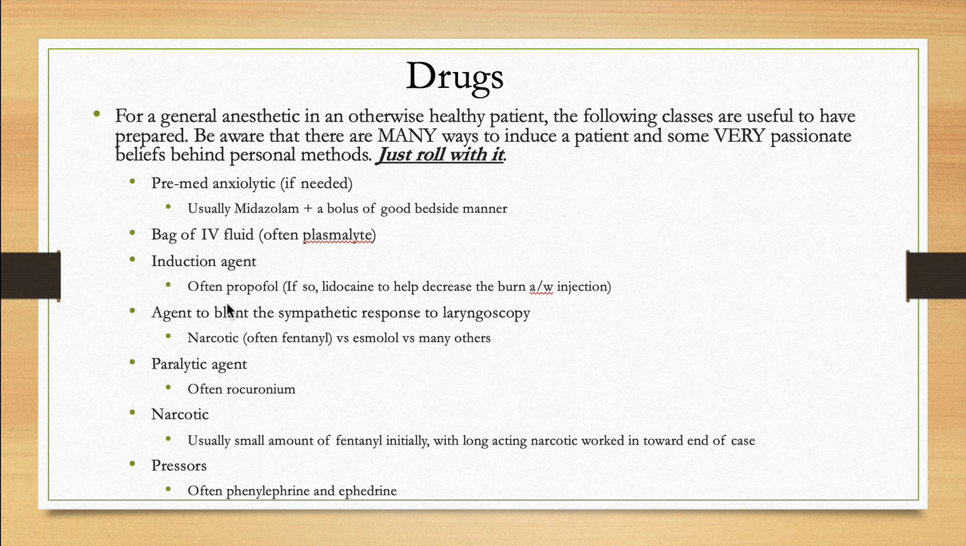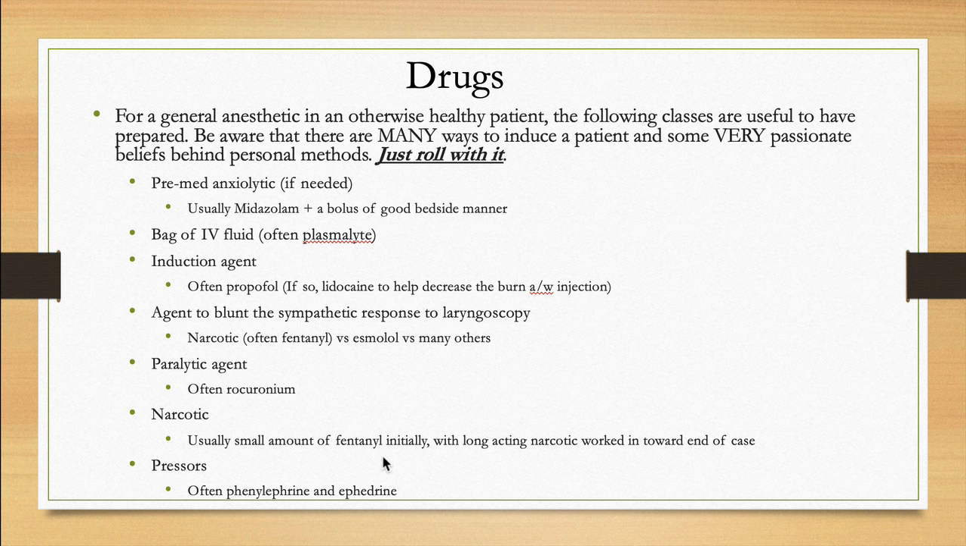You need an induction agent. Oftentimes, in an otherwise healthy patient, we use propofol, and if you are going to use it, we also drop lidocaine, which supposedly helps decrease the burn associated with the injection. You also need an agent to blunt the sympathetic response to laryngoscopy, and that can be anything from a narcotic to esmolol to another healthy dose of propofol right before you intubate the patient, to many, many other things. Again, it just depends on your attending's preference and eventually will depend on your preference. You need a paralytic agent. Oftentimes we use rocuronium.